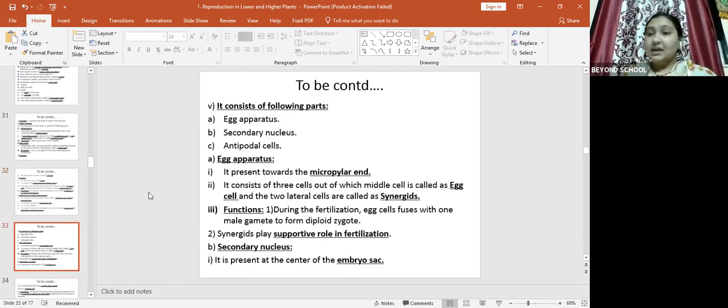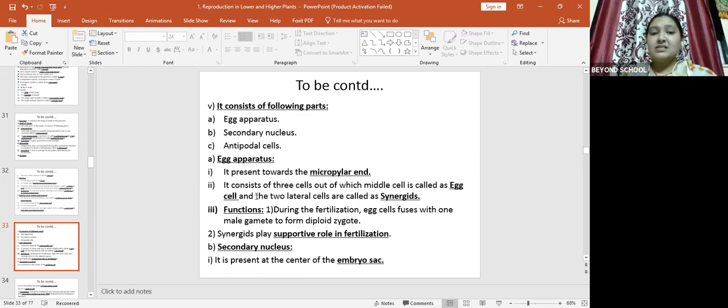Why do we call it a 7-celled and 8-nucleated structure? Let us begin. This embryo sac, the female gametophyte, consists of three major parts. Firstly, the egg apparatus; secondly, the secondary nucleus; and thirdly, the antipodal cells. Let us begin with the egg apparatus. It is present towards the micropylar end, and it consists of 3 cells in the middle towards the downward direction.